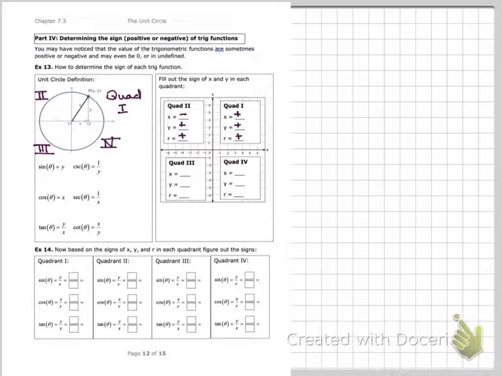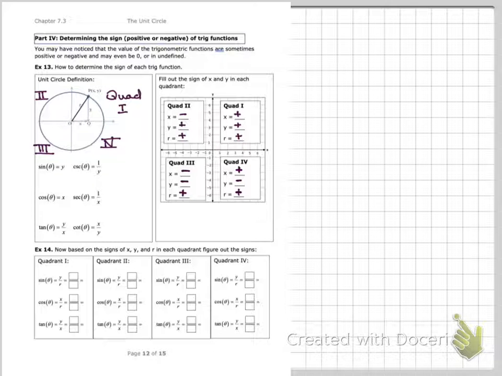Quadrant 3, now we're down here where both X is negative and Y is negative. So I've got a negative X, I've got a negative Y. Again, my R is still positive, that radius. Quadrant 4, we're back to where X is positive. We're below the X-axis, so Y is negative. And then our R is positive.